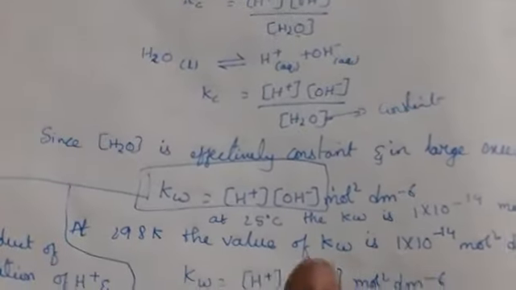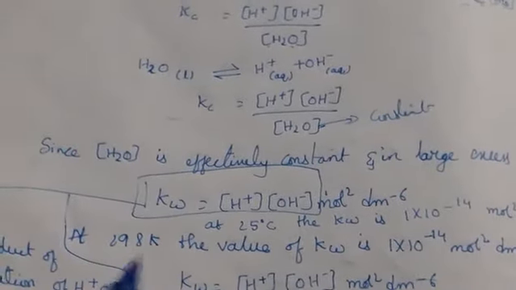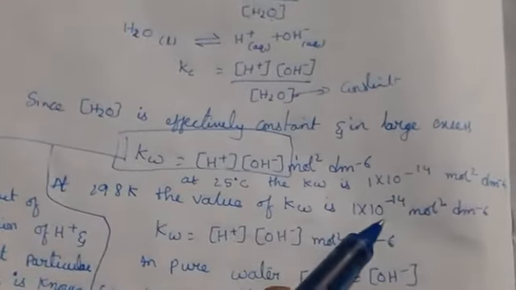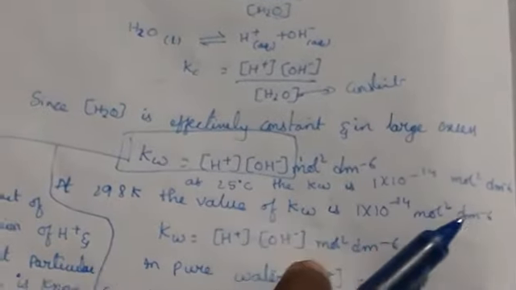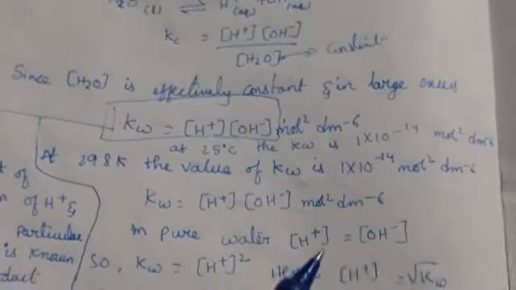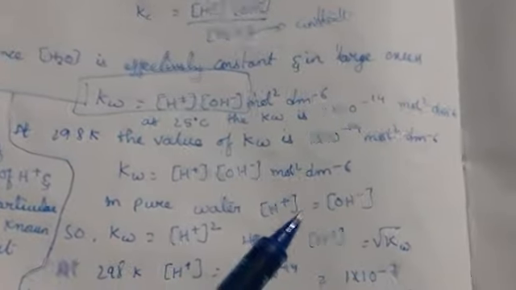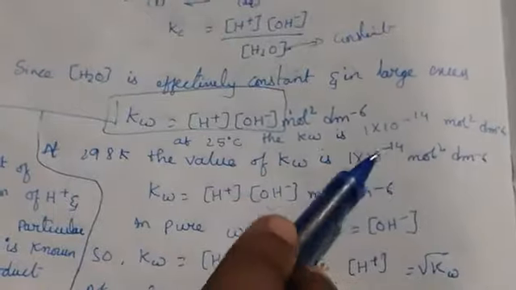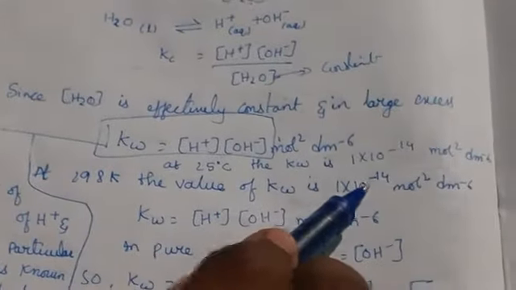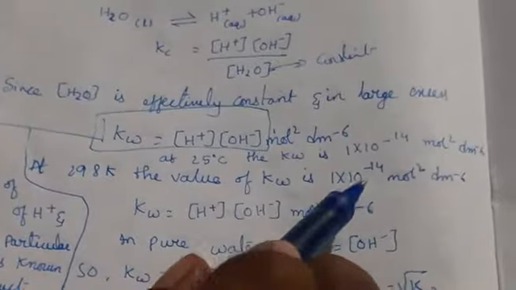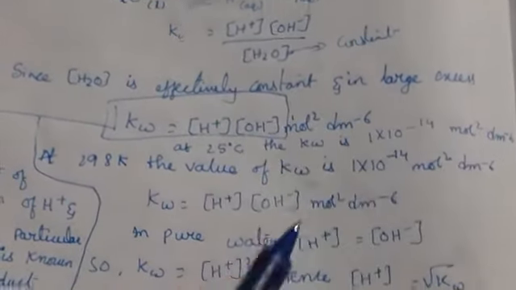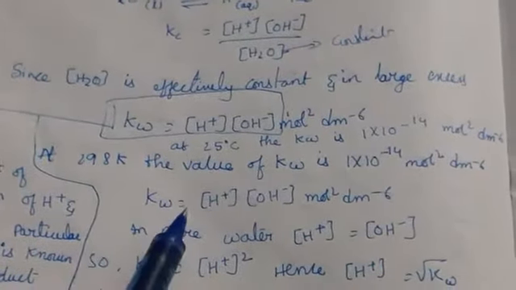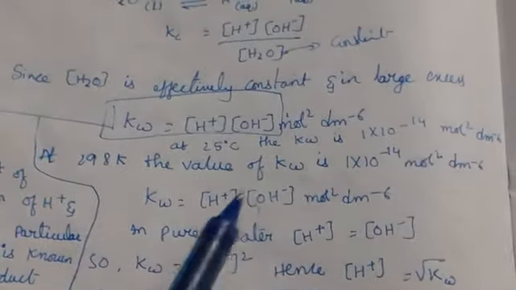For example, at 25 degrees, or 298 Kelvin, I have taken. Then the value of Kw will be 1 into 10 power minus 14 mole square per liter square, or mole square dm to the power minus 6. So this is the Kw value. In pure water, the value of Kw is 1 into 10 power minus 14.